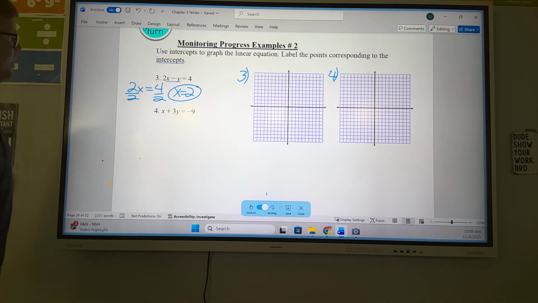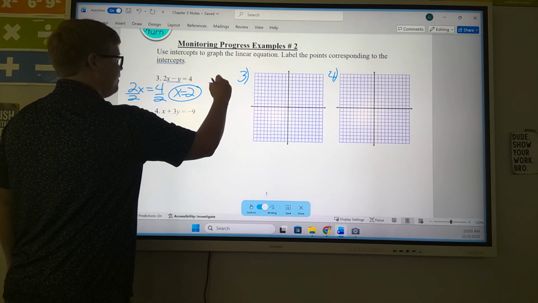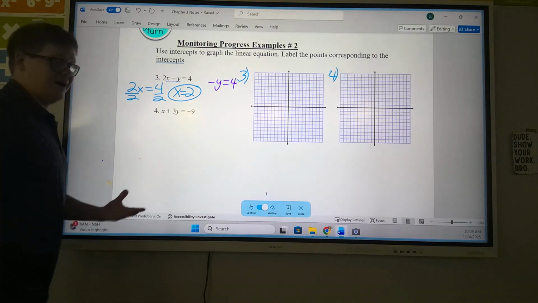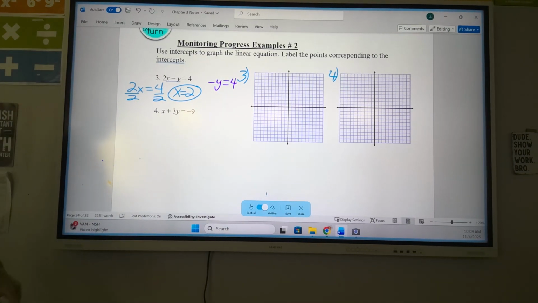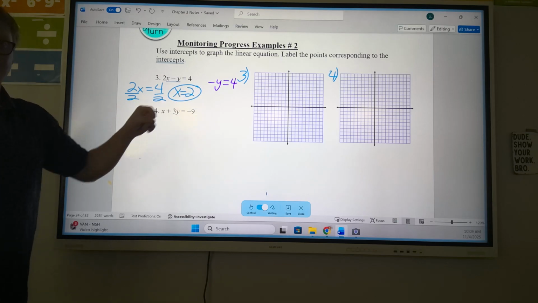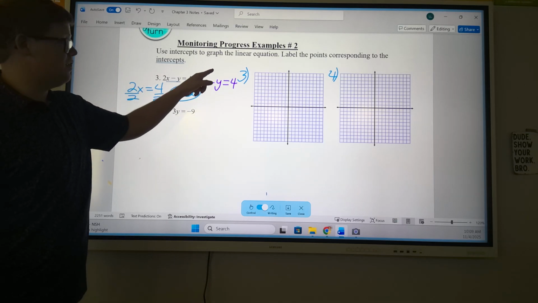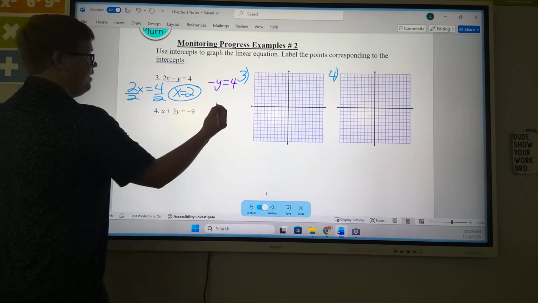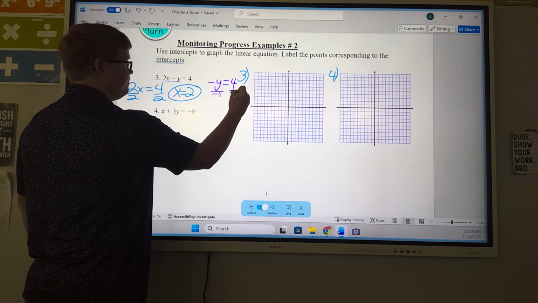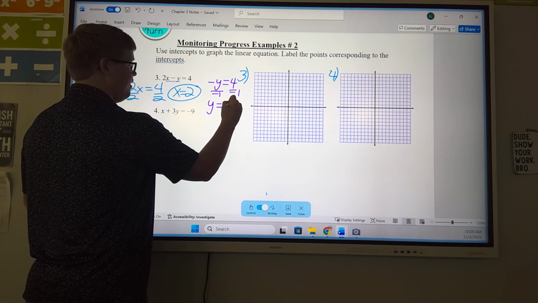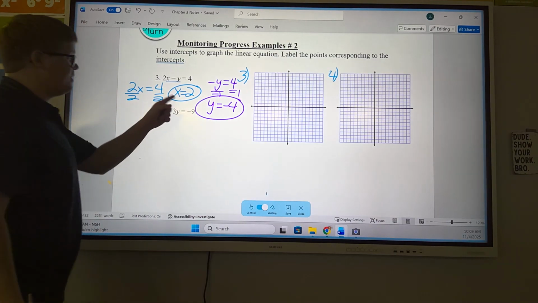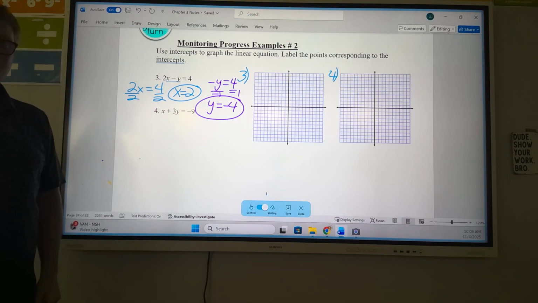We plug 0 in for x, we have a negative y equals 4. We can't have a negative y, we can never have a negative y. In order to get rid of that negative, either A, just move the negative to the 4, or B, we're dividing by a negative 1. Y equals a negative 4. So we have our x-intercept at 2 and our y-intercept at a negative 4.